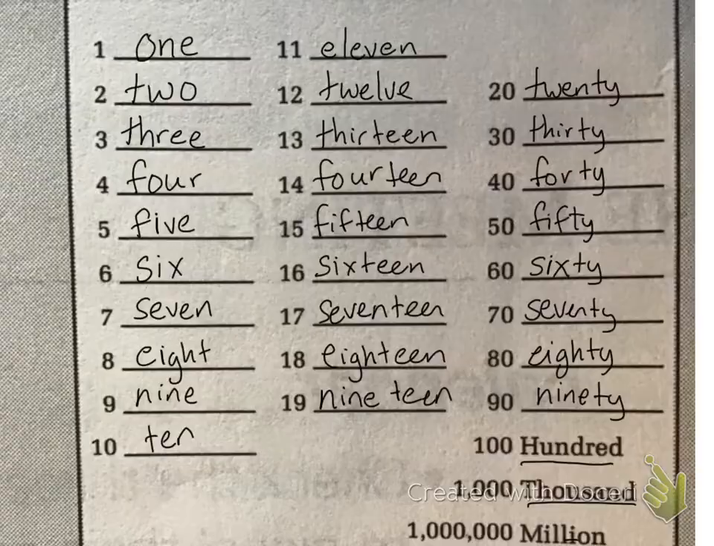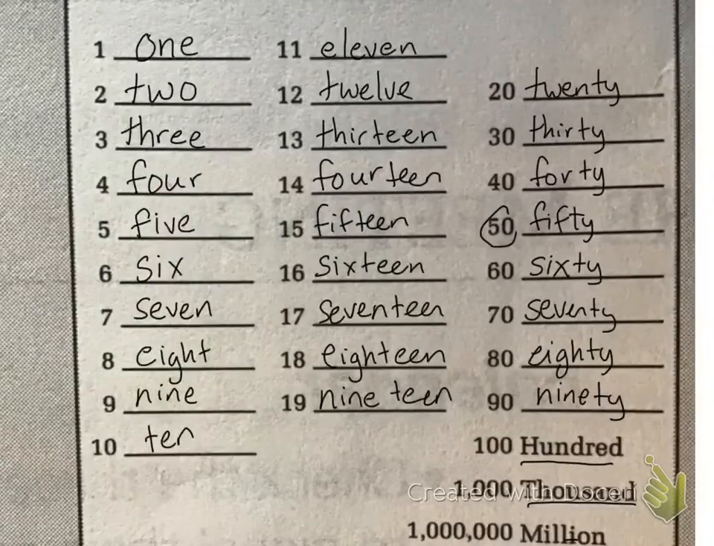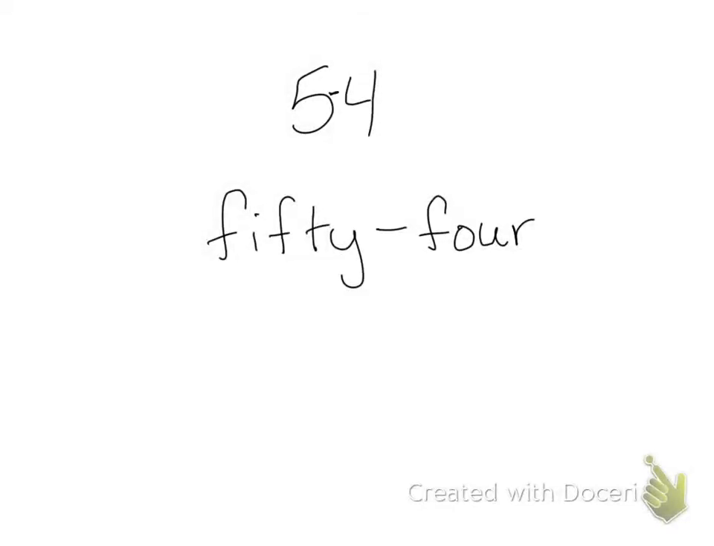Whenever we use two words that write a two-digit number, we always write a hyphen in between the two words. So for the number 54, I would write the number 50 and then 4. So I'd write 50, then I'd put a hyphen, and then 4. So you always put a hyphen in between the ones and the tens column.